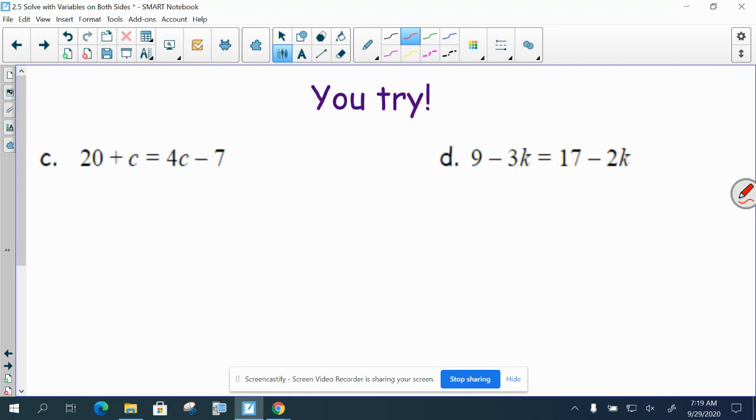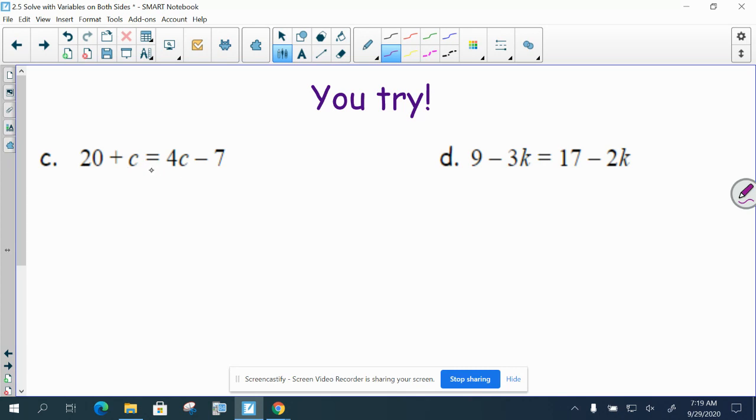All right, so right now you can pause the video and try these examples. The Edpuzzle will prompt you to answer the questions. Okay, so now if you didn't get it right, I'll show you the right way to do it. Or maybe you did get it right, but maybe I have a few tricks to show you.